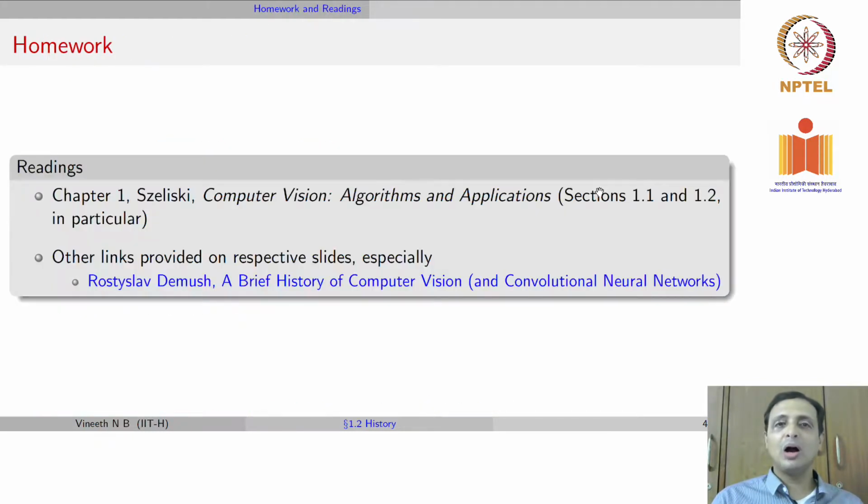Hopefully that gave you a brief perspective of the history of computer vision over the last few decades. I would recommend you to read Szeliski's chapter 1 at this time, and also read some of these links that have been shared as part of these slides. Every slide had a footnote where the information was taken from. So go through some of these slides, go through the links. You'll be able to understand how some of these topics grew in specific areas on those links.